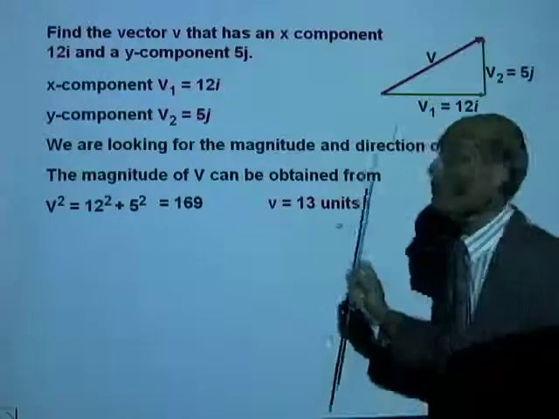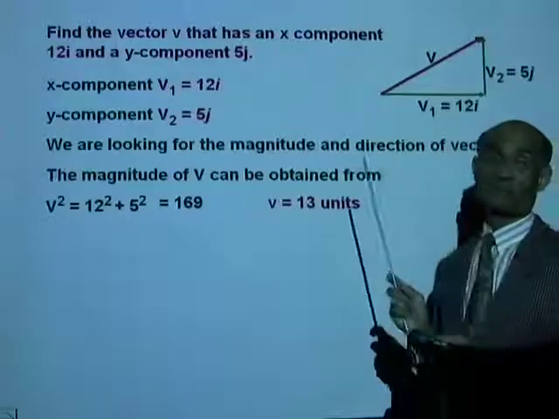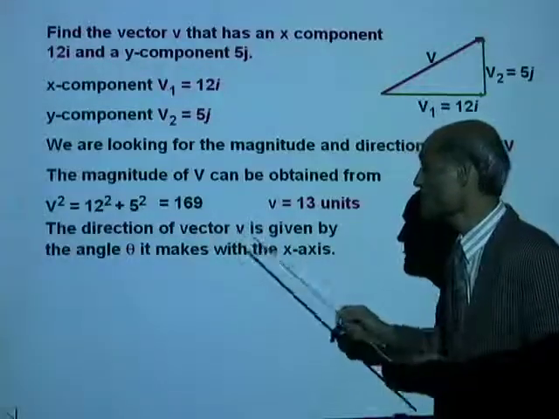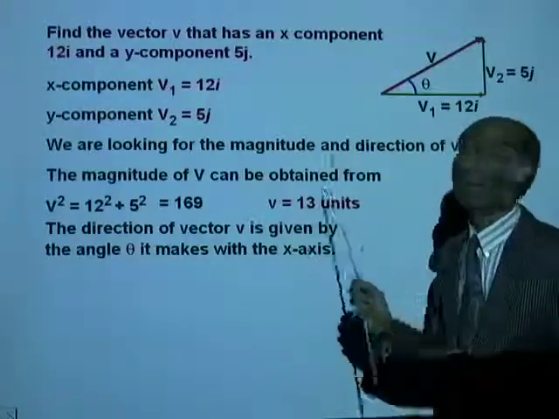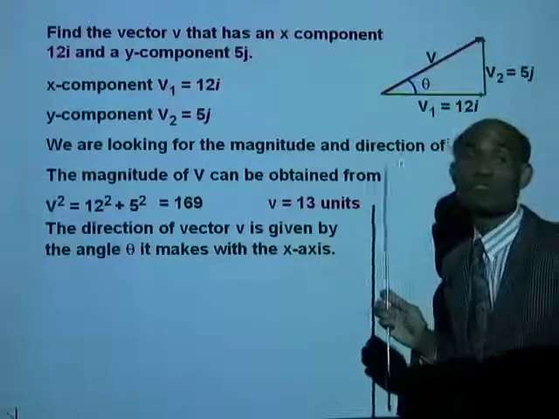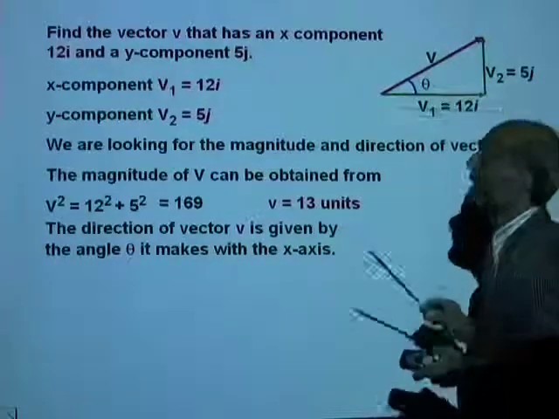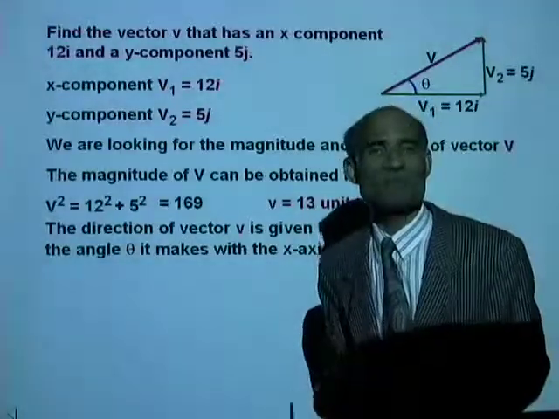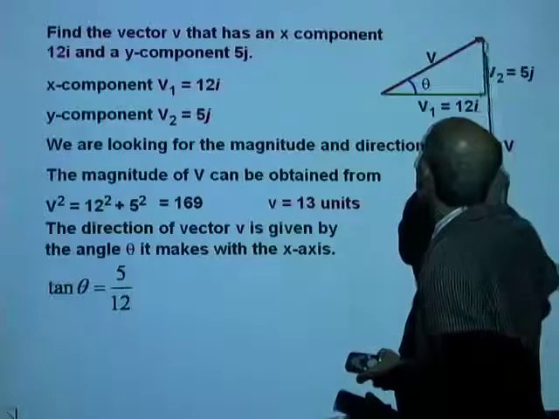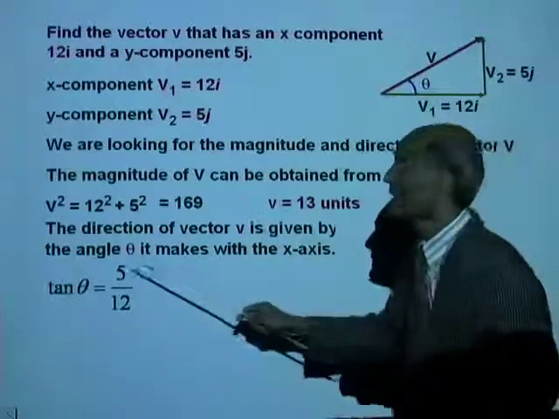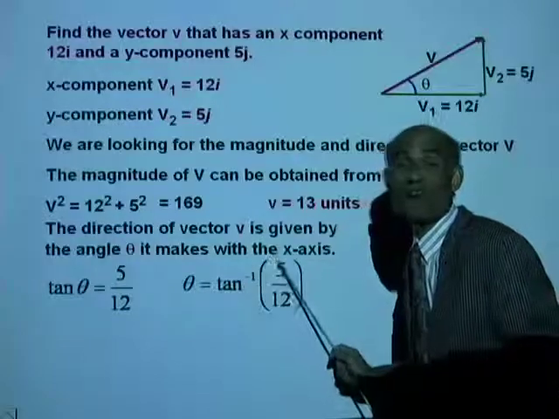We now need to find the angle. Anybody suggest to me how to find the angle this vector makes with the x-axis? The direction of vector v is given by the angle theta it makes with the x-axis. And how do we find that angle theta? The simplest way to find that angle is to take the ratio of the opposite side to the adjacent side. What is that ratio called? Opposite side divided by the adjacent side. It's called tan theta. Tangent of this angle is opposite side divided by the adjacent side. That is 5 divided by 12. And therefore, theta is tan inverse of 5 over 12.